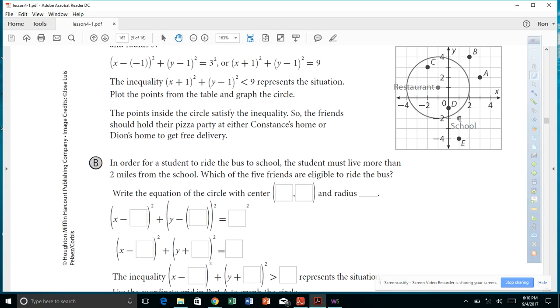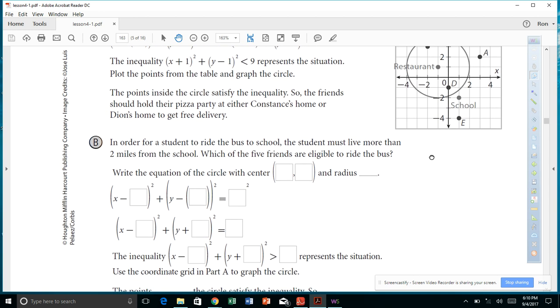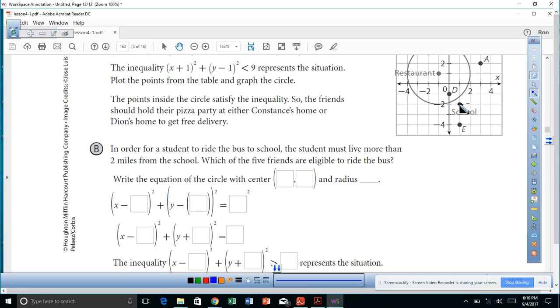There's the school right there. What is that? Let's do it like that. Here's the school is right there. What is that? What is that point there? That's 1, -2. So the center is at 1, -2. And it's at 2 miles with a radius 2.